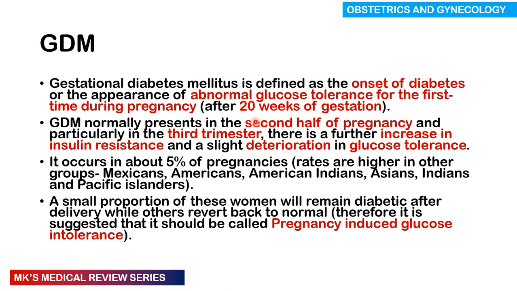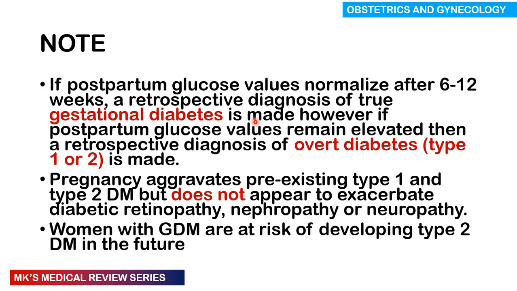And remember that a small proportion of these women that develop gestational diabetes mellitus are going to remain diabetic afterwards, after they deliver, because the essence here is that after someone develops gestational diabetes, once the pregnancy has gone, you expect them to revert back to normal. But a small proportion actually continue and become diabetic and have overt diabetes. Some actually revert back to normal, which is why the name pregnancy-induced glucose intolerance has been suggested by some literature. So remember that if the glucose readings normalize after delivery, at 6 to 12 weeks, then in retrospect, that woman surely did have gestational diabetes.